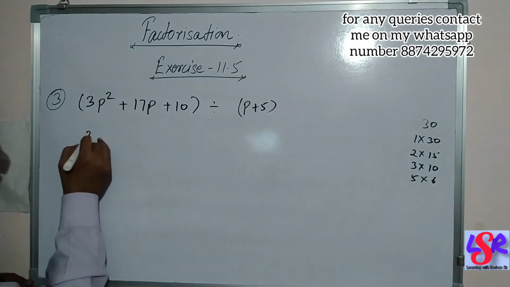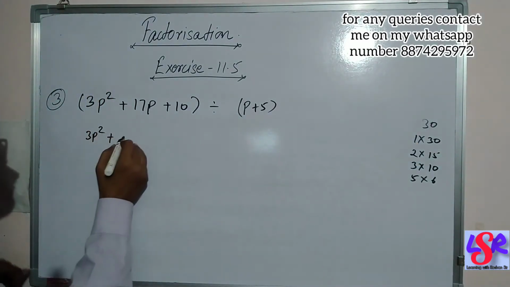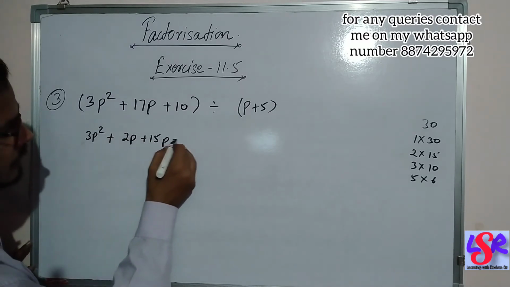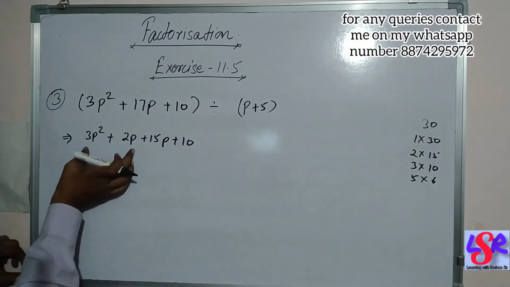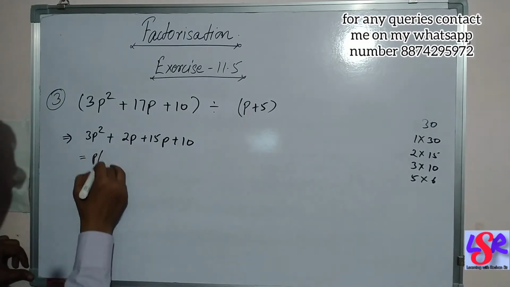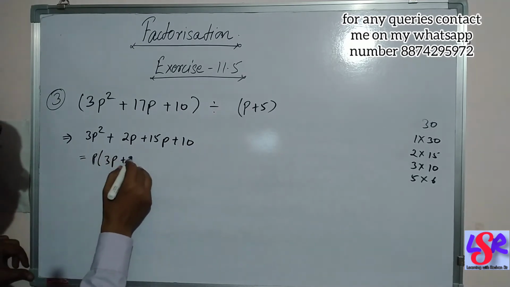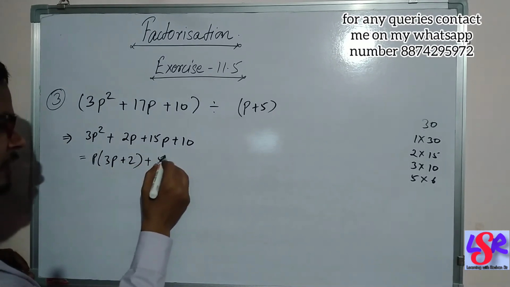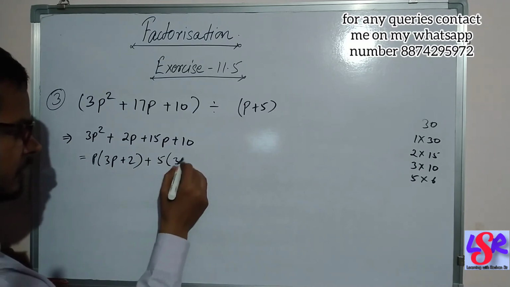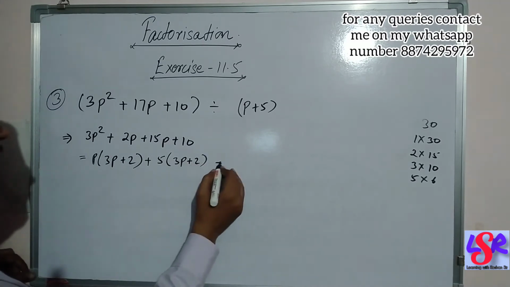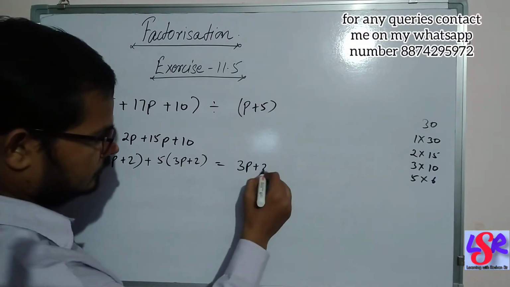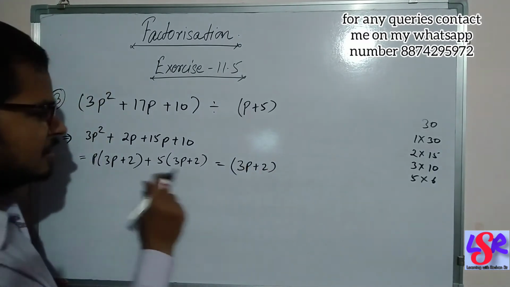and this can be written as 3p square plus 2p plus 15p plus 10. Now we can take p common from these two and we're left with 3p plus 2, and from here we can take 5 common and we're left with 3p plus 2. Then 3p plus 2 can be taken common and we're left with p plus 5.